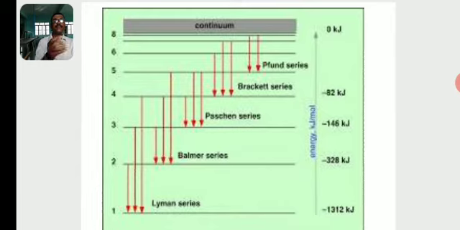In case of Paschen series, the spectral lines are obtained due to transition of electrons from a higher energy state to the third energy state. In case of Brackett series, the spectral lines are obtained due to transition of electrons from a higher energy state to the fourth state. And in case of Pfund series, the spectral lines are obtained due to transition of electrons from a higher energy state to the fifth energy state.